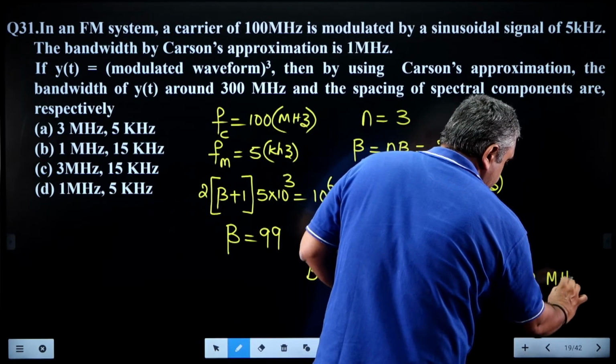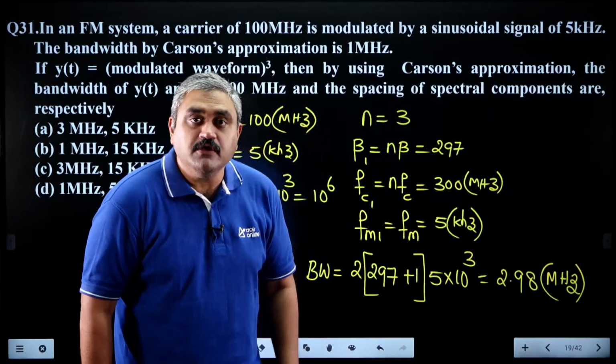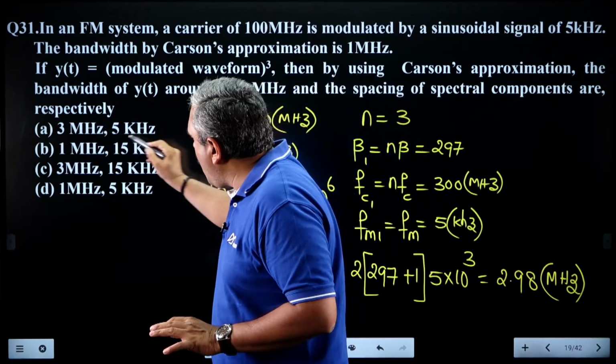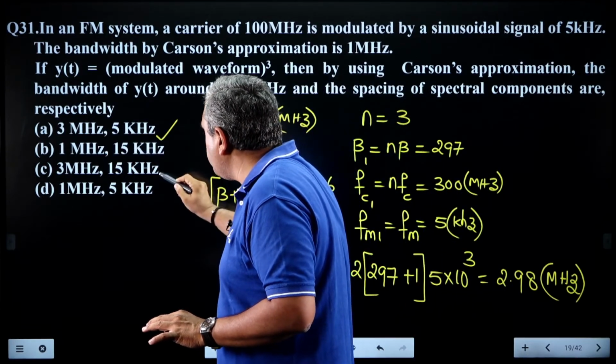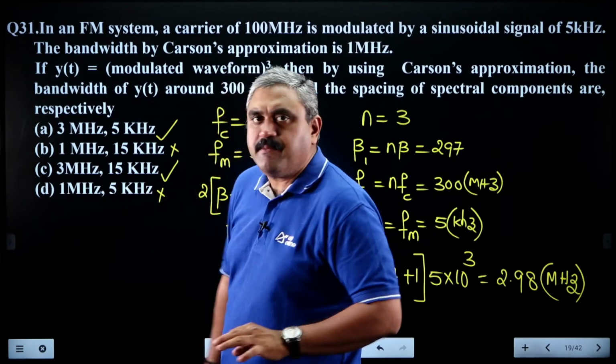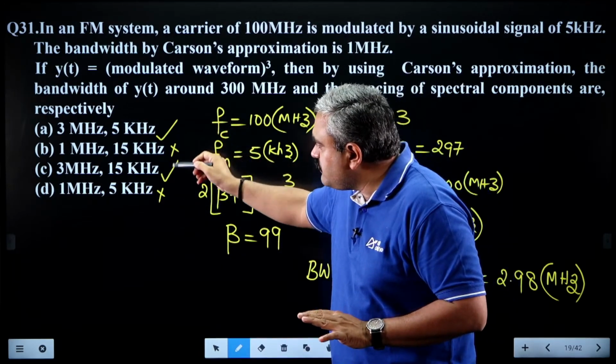megahertz. Your options are given in terms of megahertz, so convert that into megahertz directly. Which will be your right choice out of the given? Either it should be option A or it should be option C. You can straight away eliminate this. The closest answer to 2.98 megahertz is 3 megahertz. That's the reason I am going for this one or this one.